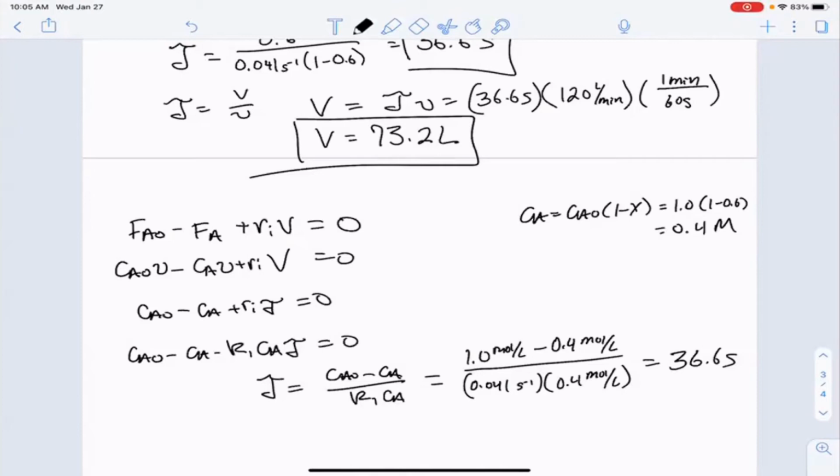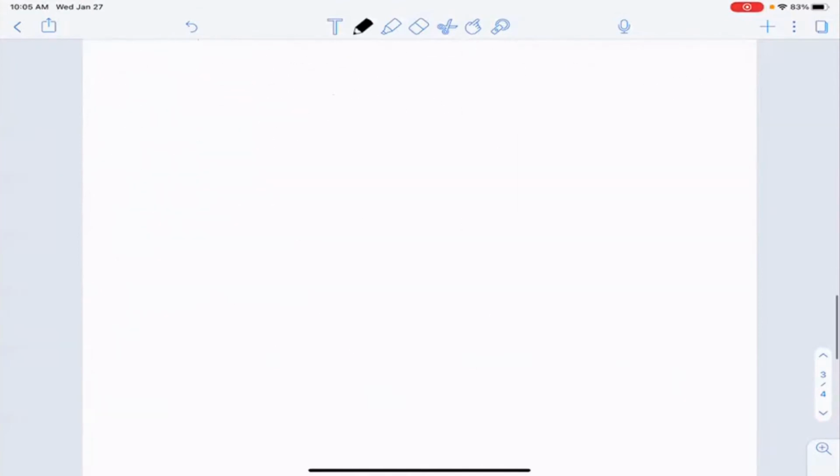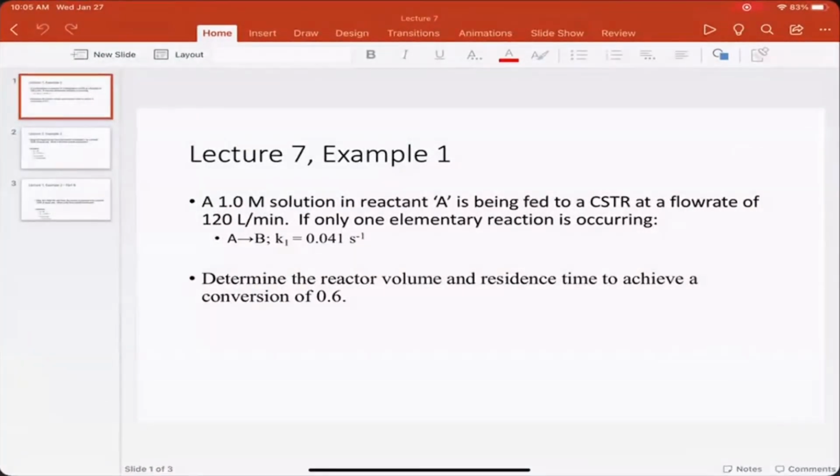All right. So hopefully this feels okay. Do you guys have any questions about this before we do the next example? Okay, I don't hear any. So let's move on to example 2.